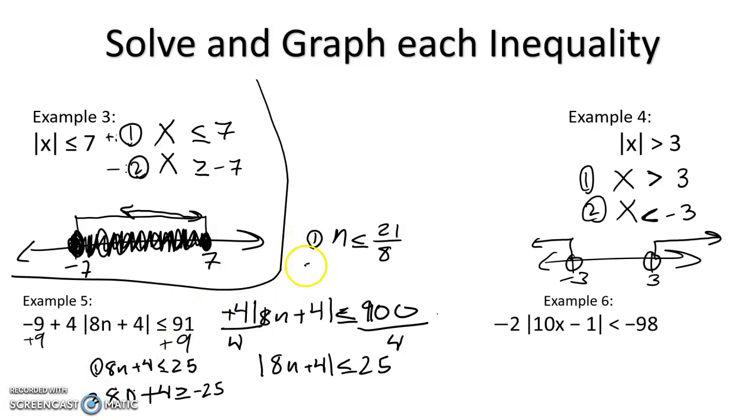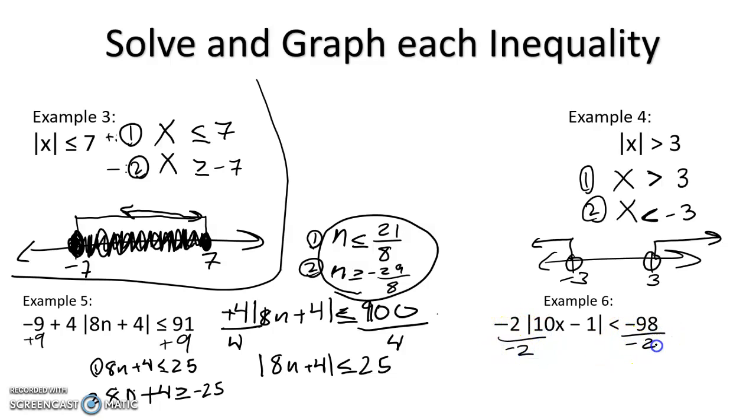And for the second one, you're going to get n is greater than negative 29 over 8. Okay? So those are for these right there. And we won't graph those for right now. Again, it's the same process as we did over here. This example 6 right here, again, we're just going to solve this one out.